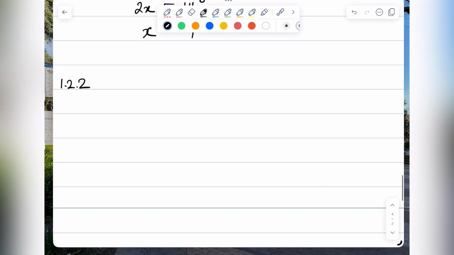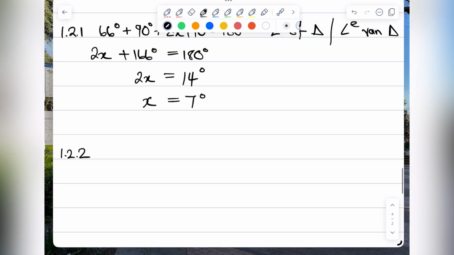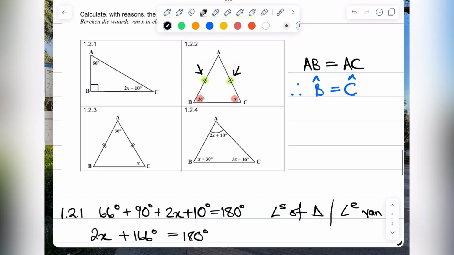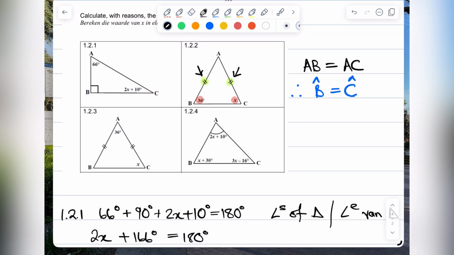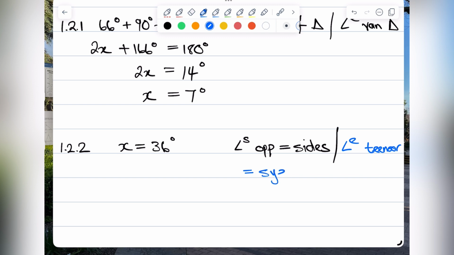Ons kan dan sê dat X is gelyk aan 36 grade. So X is equal to 36, and the reason for that is angles opposite equal sides. That is the reason. In Afrikaans is dit hoeke teenoor gelyke sye.